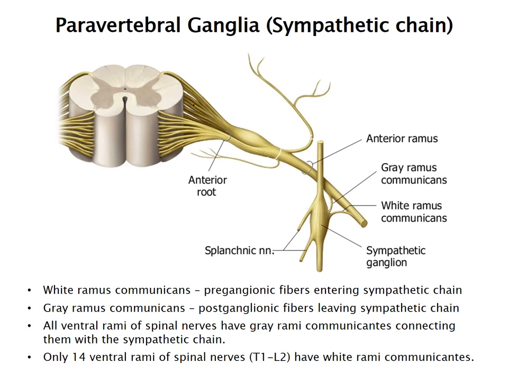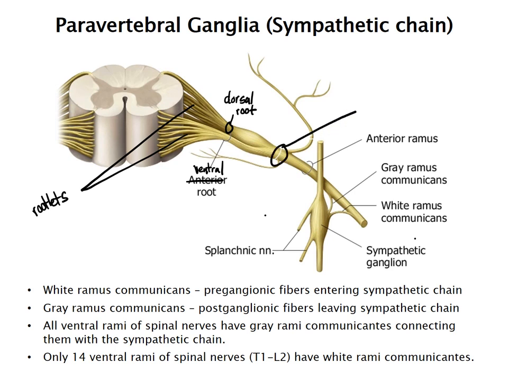Let's start by taking a look at the dorsal versus the ventral rootlets. Once the dorsal and ventral rootlets unite, they form their respective roots. So here, the dorsal rootlets are uniting to form a dorsal root. Likewise, when the ventral rootlets converge, they form a ventral root. Sometimes the dorsal and ventral roots are referred to as posterior and anterior roots. Either terminology is fine. Once the dorsal and ventral roots unite, they form a very short spinal nerve.